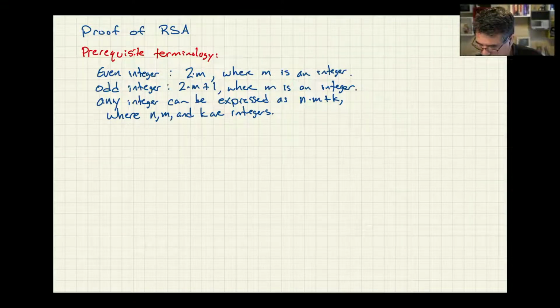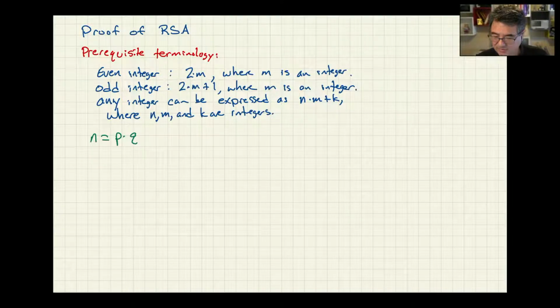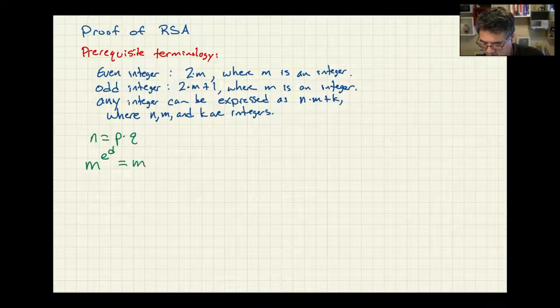Okay, so let's see if we can do this proof here. So the proof of RSA: first of all, we do the calculation, n is p times q. Remember, those are two prime numbers. And we're taking our plain text message, raising it to the e power, and then raising that to the d power. And that should give us our original message back. So we're trying to prove that if I take a message and raise it to the e power and raise that to the d power, I'll get my original message back.